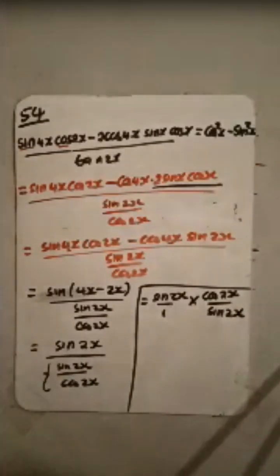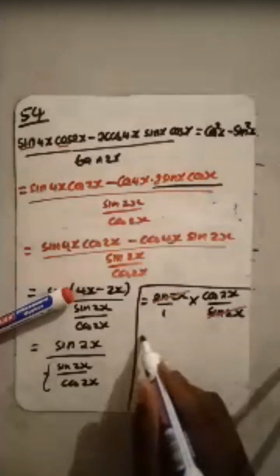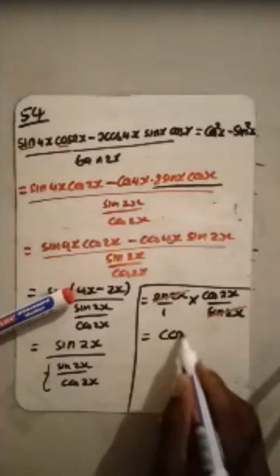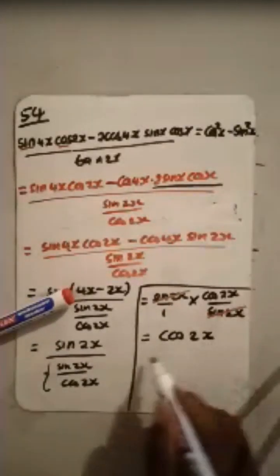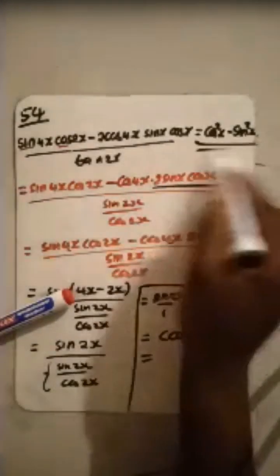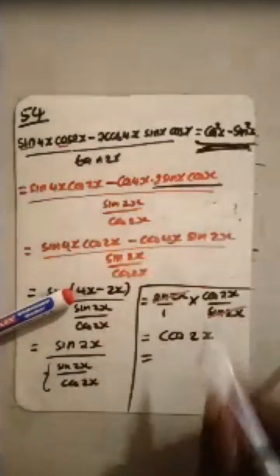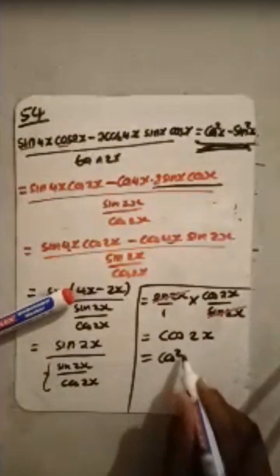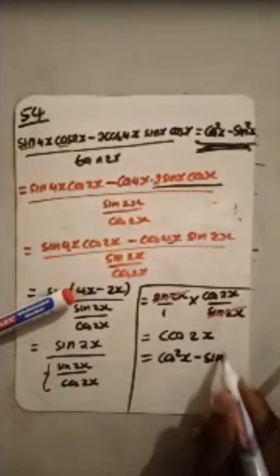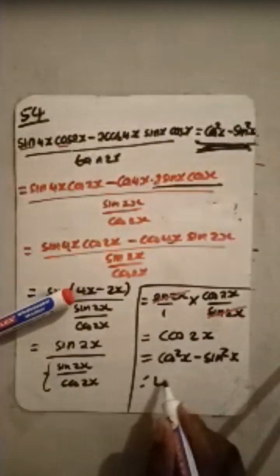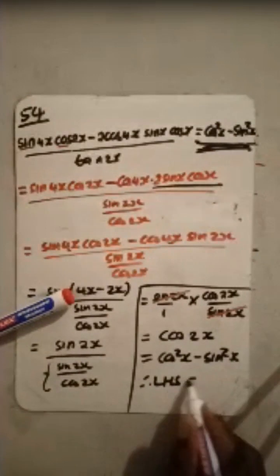Such that this one cancels with that. Okay? Then from there, what are we left with? Yes, we are now left with cos 2x. And cos 2x, we know where we want to go. We want to go here. It's the same as cos squared x minus sine squared x. Therefore, left-hand side is equal to right-hand side.